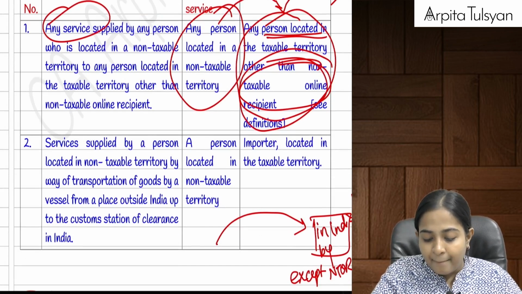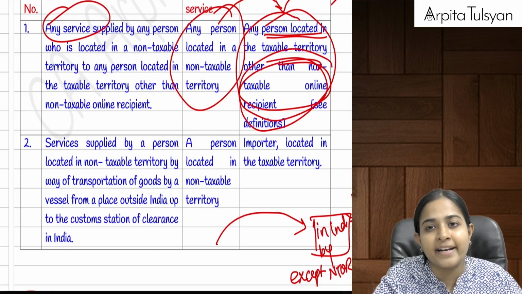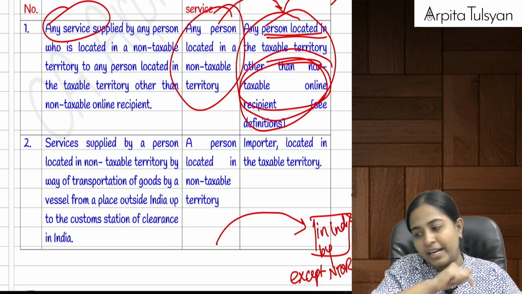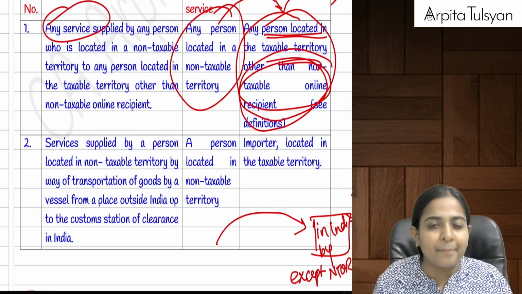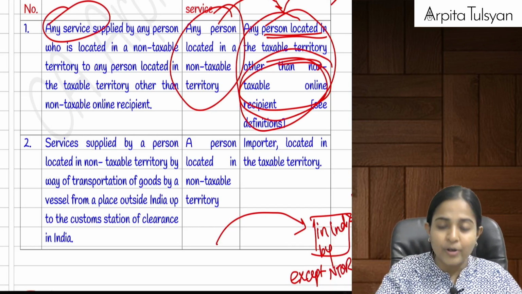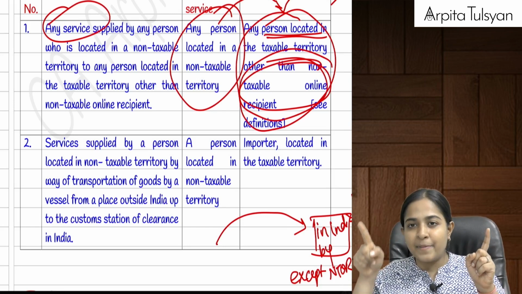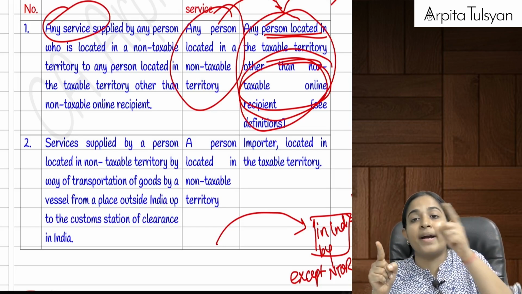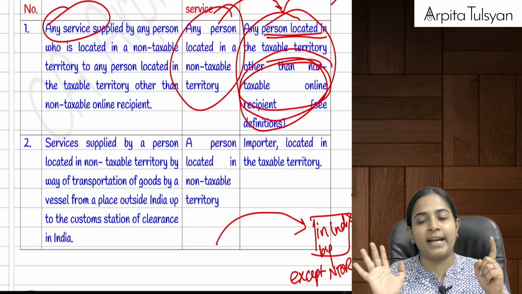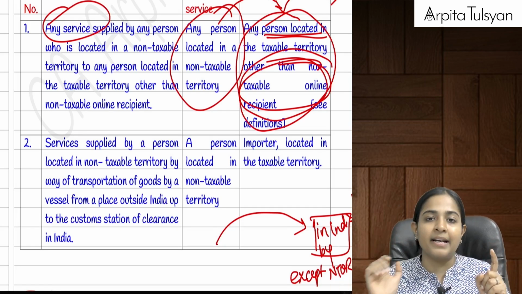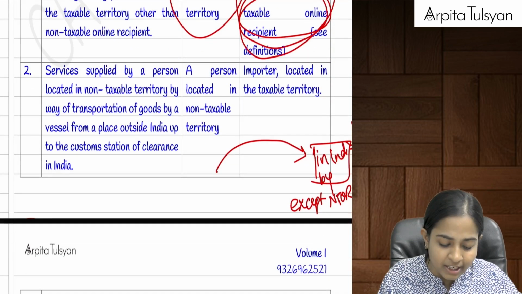But what will happen if the services have been received by an NTOR, non-taxable online recipient? In case of Netflix, etc., they have to get themselves registered here in India and pay the tax there. Reverse charge mechanism is not applicable. That we'll see in the subsequent chapters. So your conclusion, everyone: the service provider is located outside India, the service recipient is located here in India. Any services received by a person located in India, except for NTOR, will be taxable under reverse charge mechanism. That is, the recipient here in India will be liable to pay GST on it to the government.